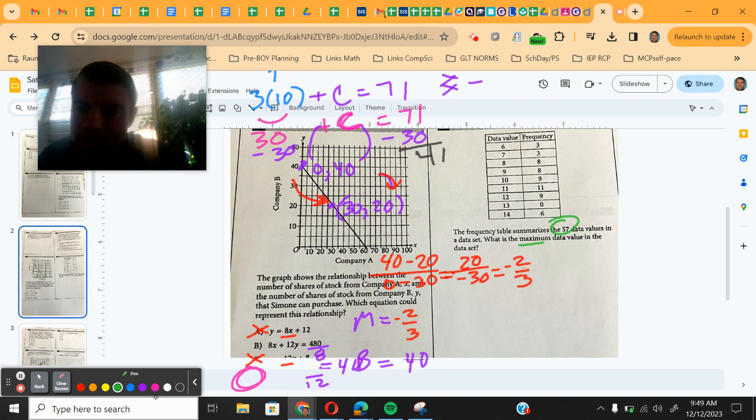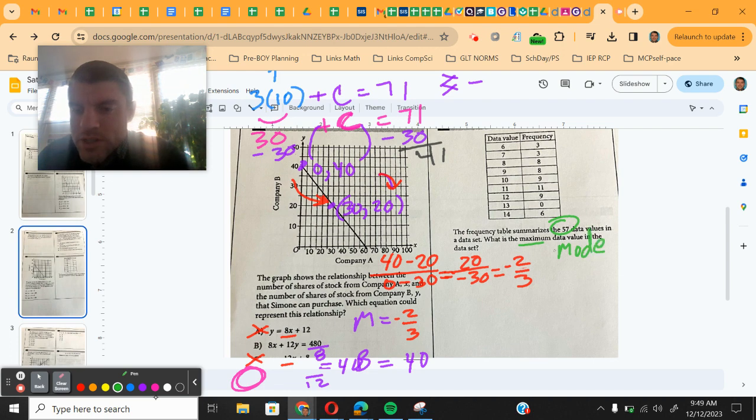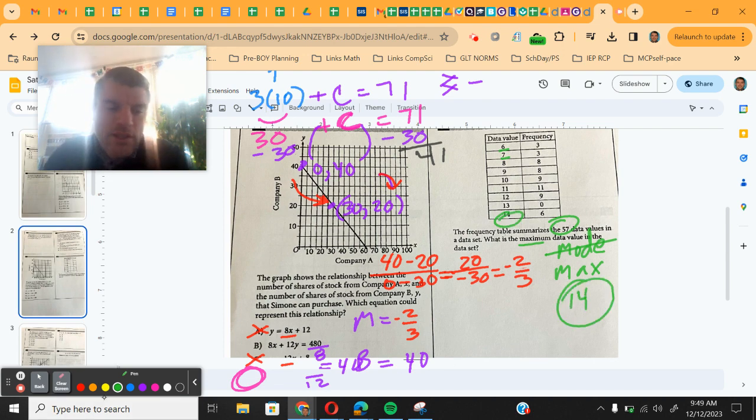Two ways I can go here. I could say the highest value, or I could say the most common. Now, I don't think it's going to be most common because they would have just said what's the mode. So we're going to just look for the max. What is the maximum value? This is the data value 6, 7, all the way to 14. The answer is 14. That's the highest. That's the maximum.